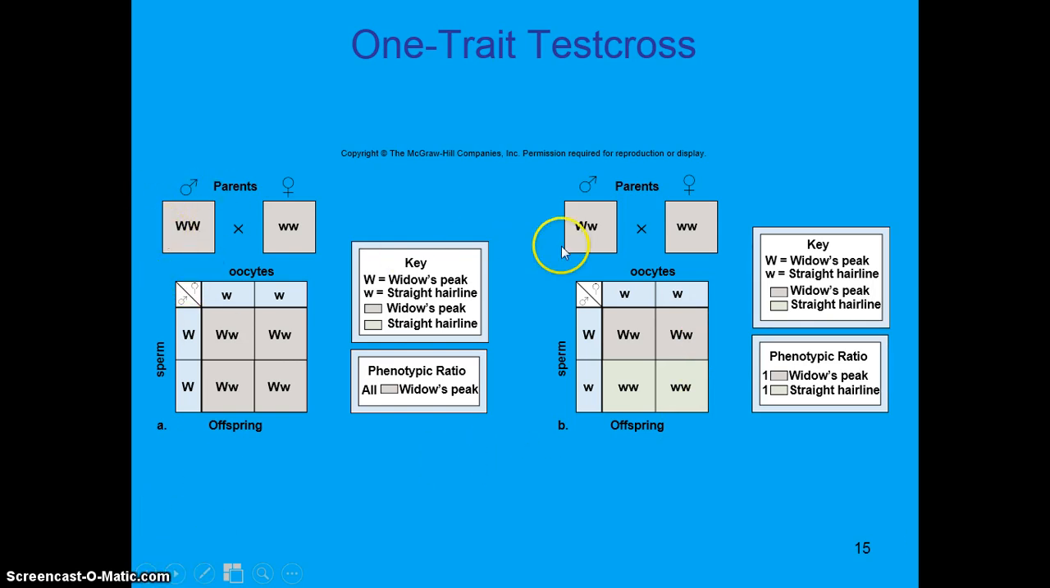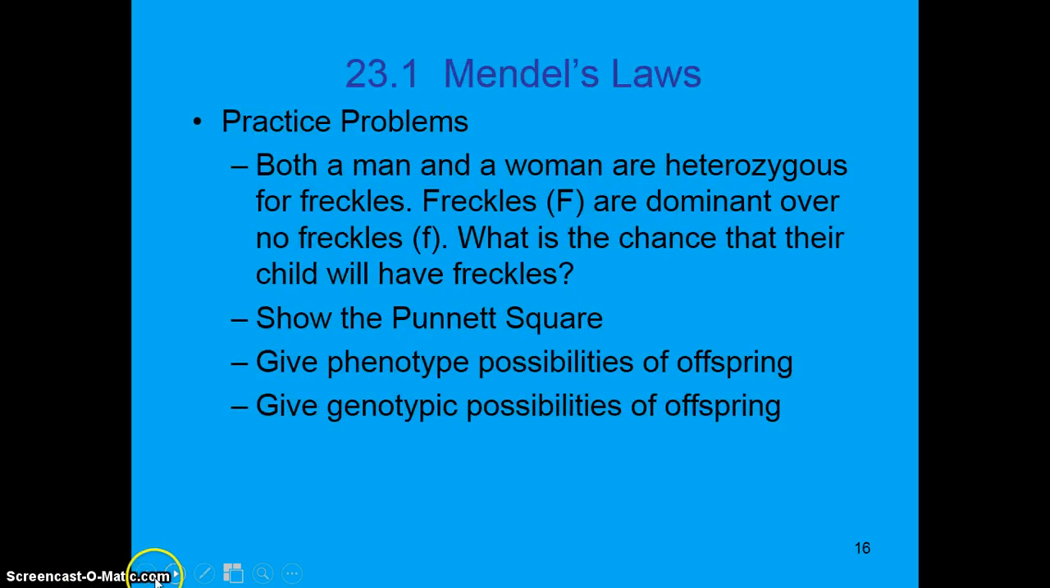So that's a test cross. We take an individual, we don't know exactly what the genotype is because it's dominant, and we cross it with a homozygous recessive individual, and we look at what their offspring would be. Now, this isn't something you would do, of course, with humans necessarily. We do this more with animals and plants.